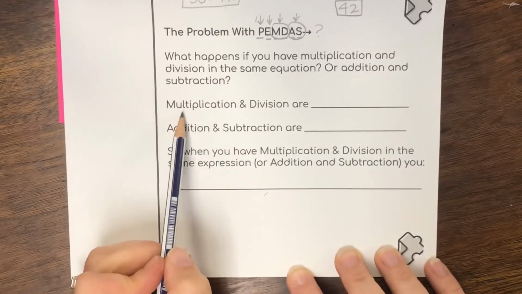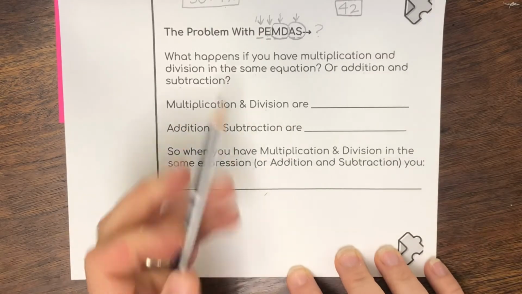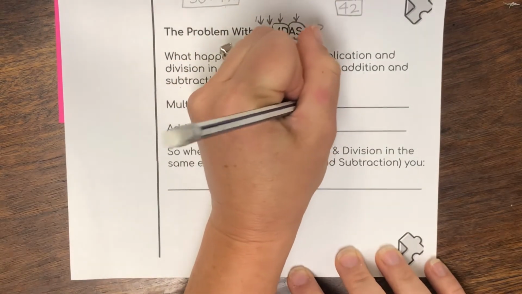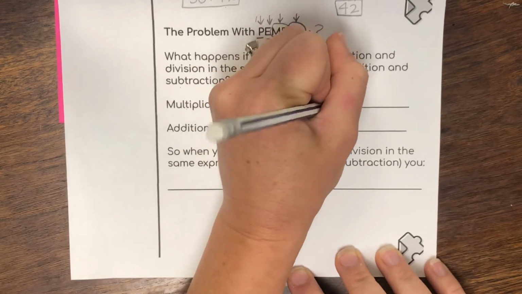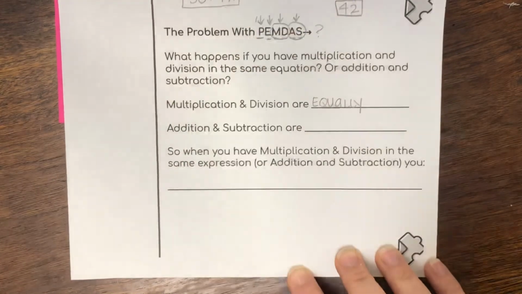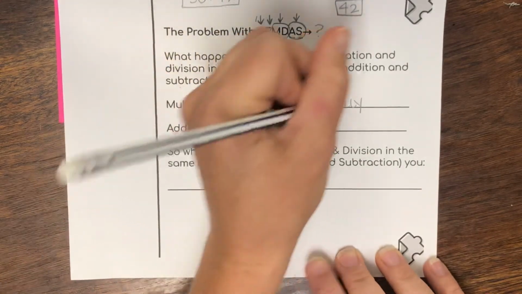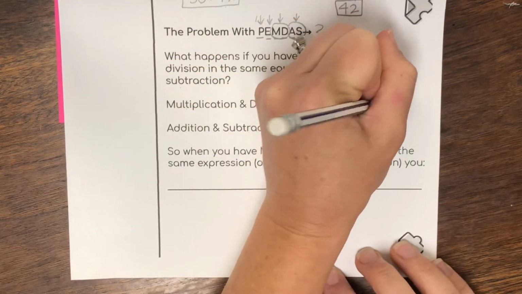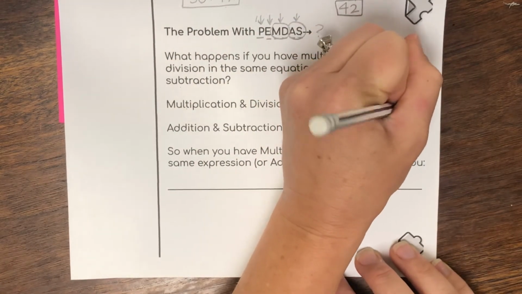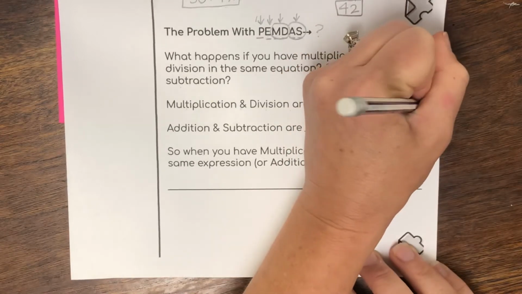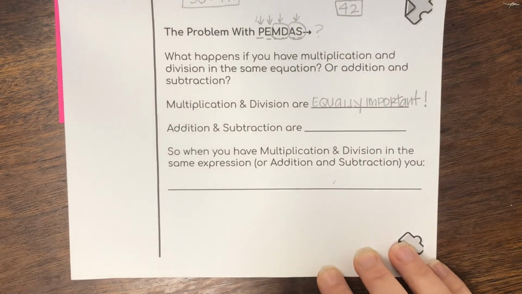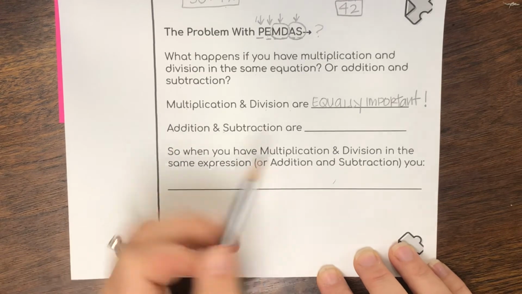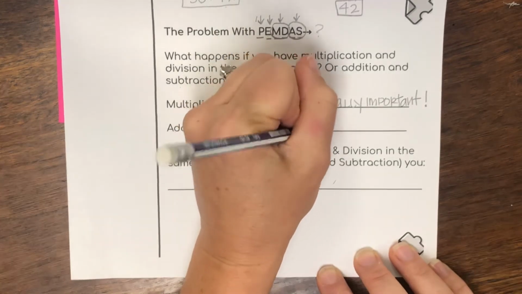So we need to note that multiplication and division are, this is like being a parent and saying that you love your kids equally, which is true. Multiplication and division are equally important with a big fat exclamation mark. There's not one that is more important than the other. Same thing with addition and subtraction. They are equally important.